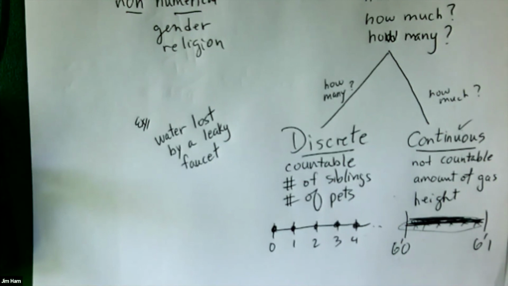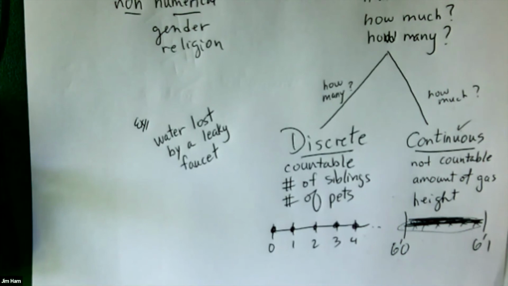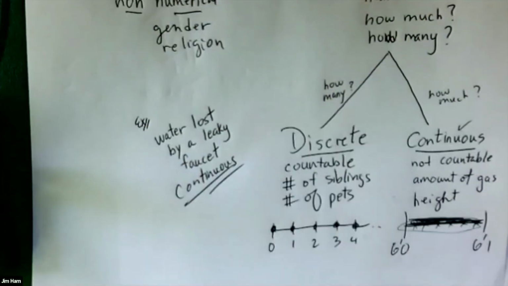Okay, it looks like you have a pretty good handle on this. All of the responses are continuous, and that is the correct response. But these are going to be just multiple choice questions. So this particular one said, here's the variable, water lost by leaky faucet, discrete quantitative or continuous quantitative. Yeah, that's the idea.